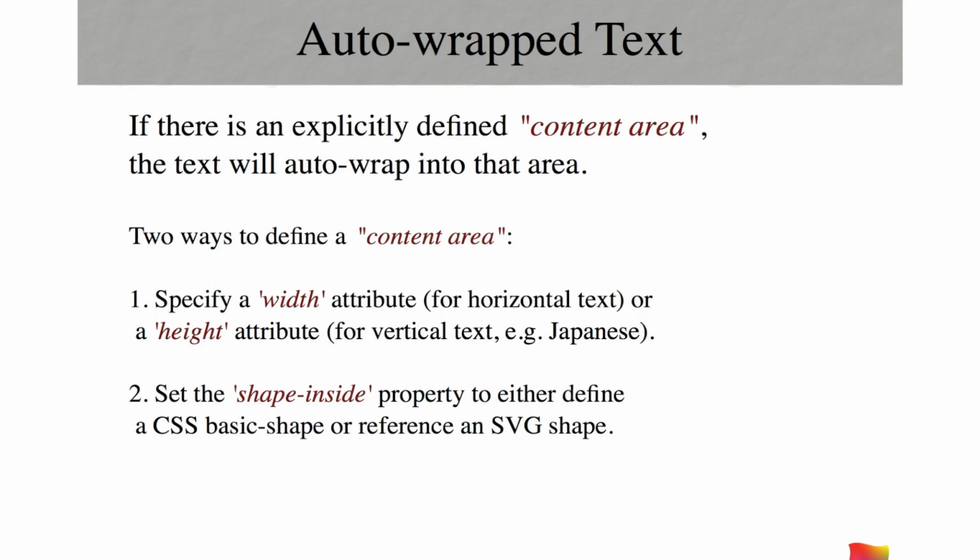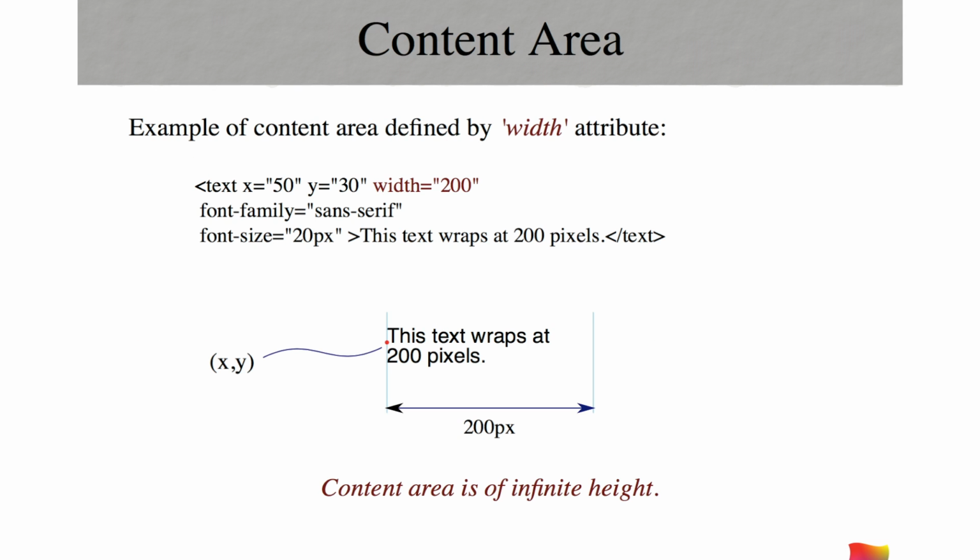Then there's auto wrap text. If you explicitly give the text a content area, the text will auto wrap into that area. And there are two ways to define a content area. One is you just give it a width, which works for horizontal text, or a height for vertical text, such as you might find in Japanese or Chinese. Or you can set the shape-inside property to define either a CSS basic shape or reference an SVG shape. So here's a way of getting text wrapping using the width attribute. You just set the width, and then the text automatically wraps.